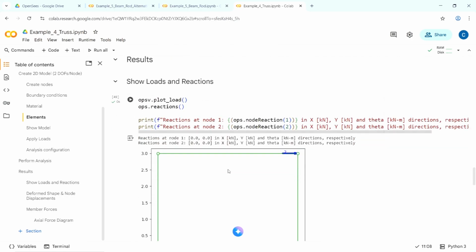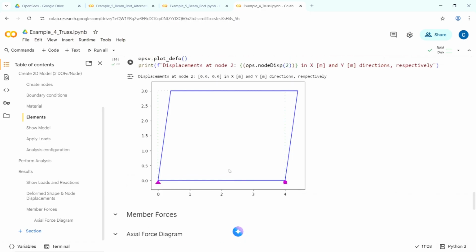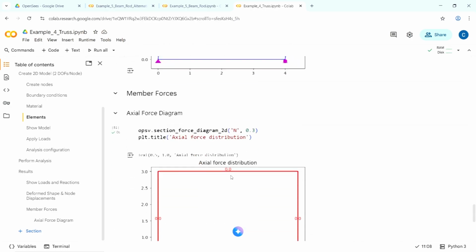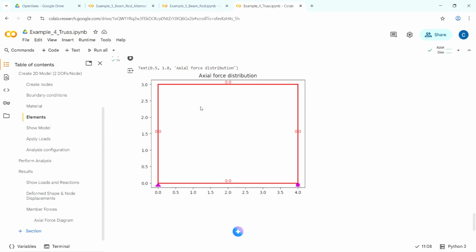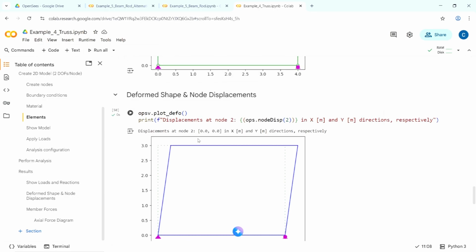Now, what is happening? How can it solve it? Very interesting to note that OpenSys is giving me a solution of 0, 0, 0, right? No member forces. So, how is the load carried? The displacement at node 2 is 0. Very interesting. You see that this is a rigid body displacement, isn't it?